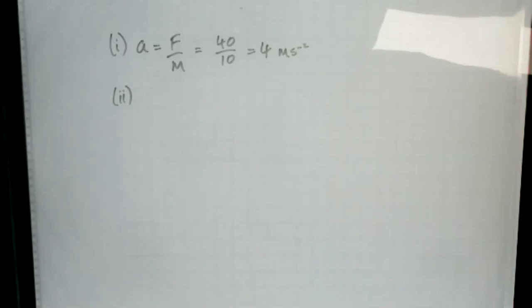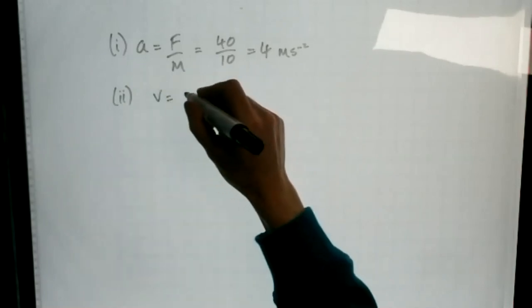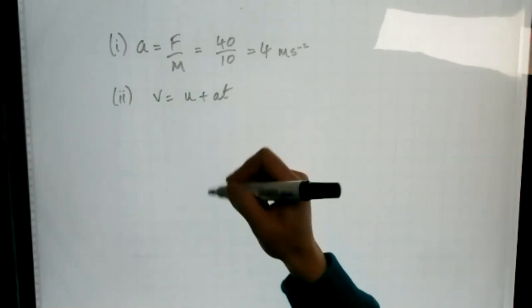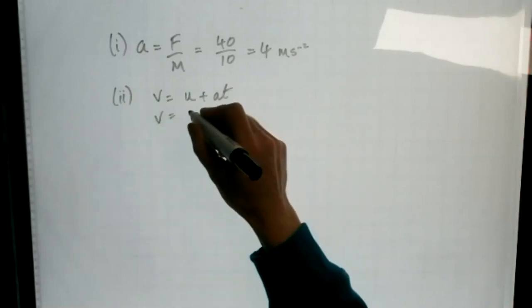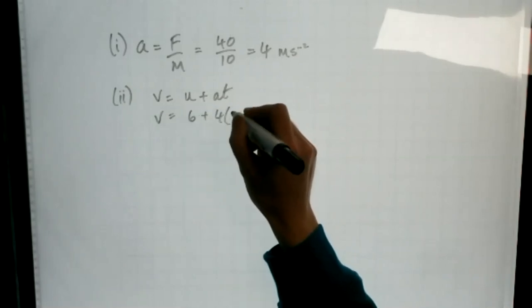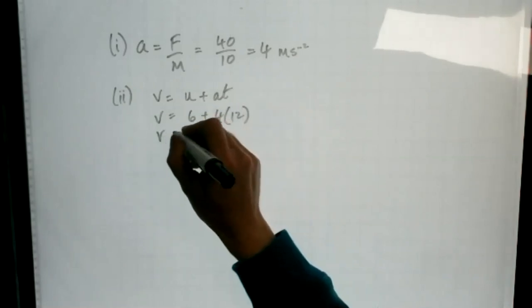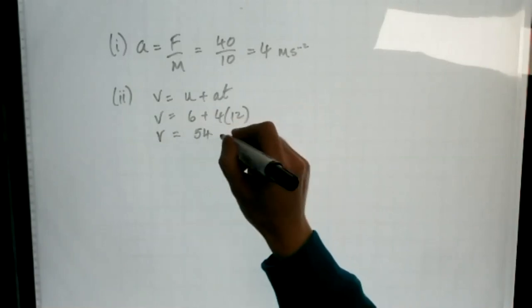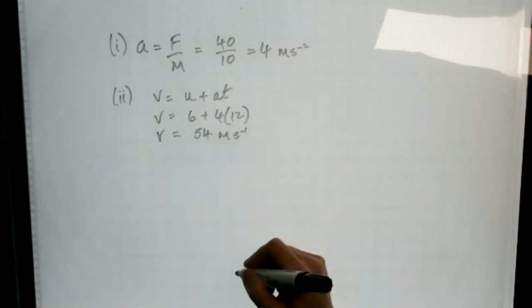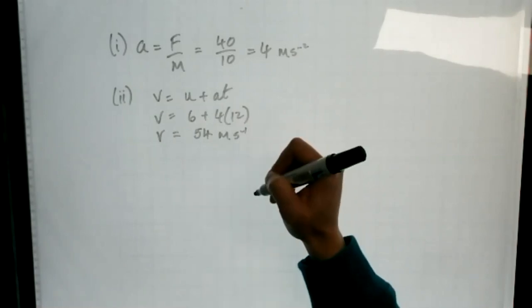Just the formula: V equals U plus AT. Yeah, V equals U plus AT. We should do the definition of each: V is the final velocity, U is the initial velocity, A is the acceleration and T is the time, with their units.